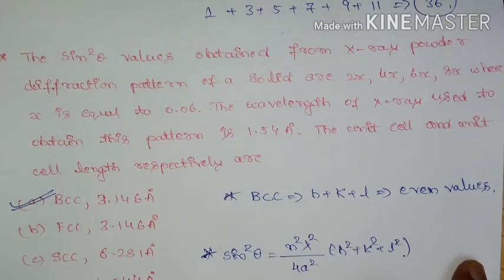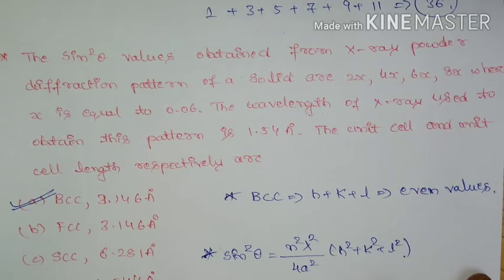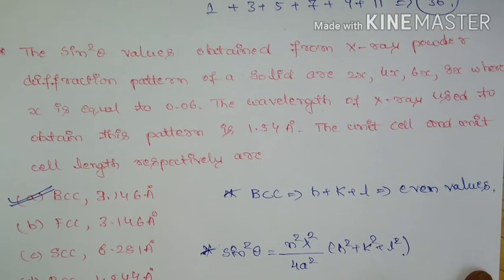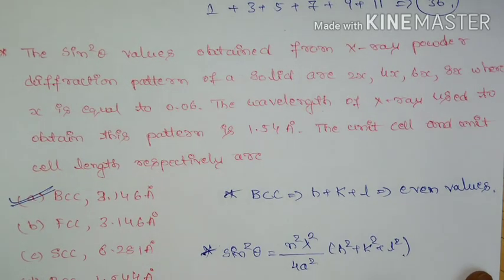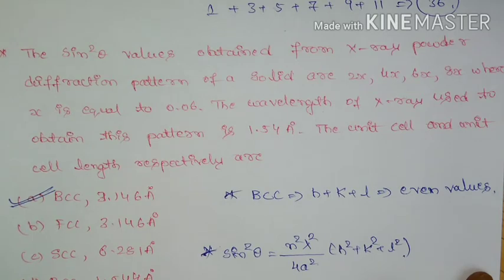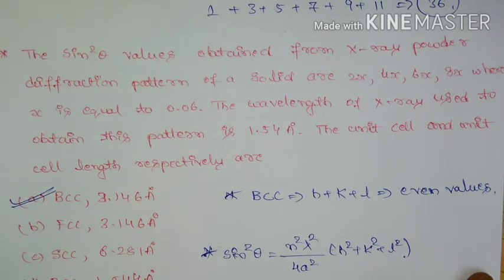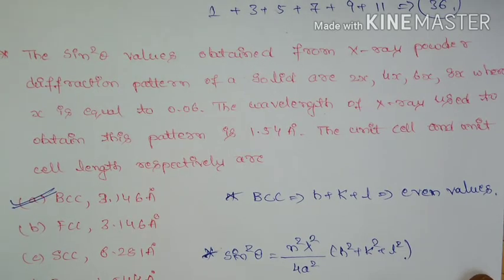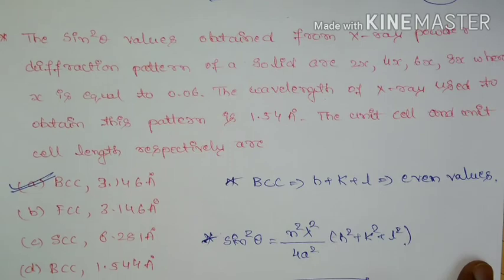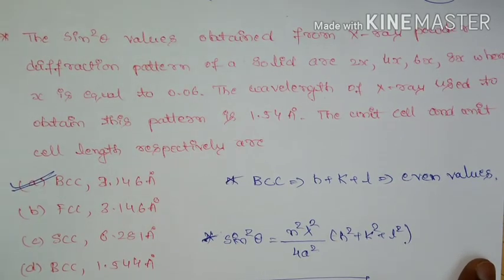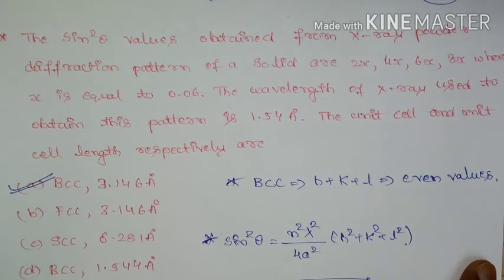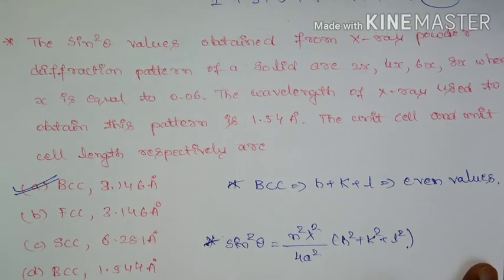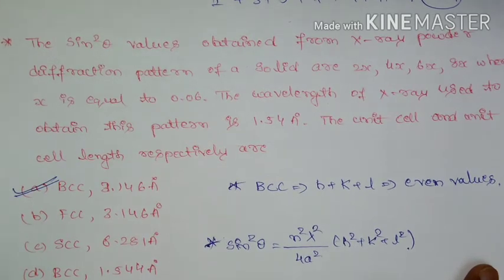Next question, the sine square theta values obtained from X-ray powder diffraction pattern of a solid are 2x, 4x, 6x, 8x, where x is equal to 0.06. The wavelength of X-ray used to obtain this pattern is 1.54 Angstrom. The unit cell and unit cell length respectively are. Here option A is correct, that is BCC, and its unit cell length will be 3.146 Angstrom. So this is a 4 marks question which was asked in CSIR also.